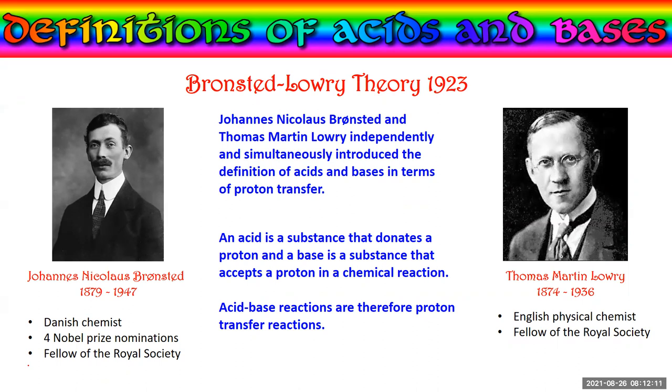So Johannes Nicolaus Bronsted, he was a Danish chemist. He was nominated 4 times for a Nobel Prize. Unfortunately, no prize. He was a fellow of the Royal Society. The Royal Society is a group of very prominent scientists. You have to be pretty special to get yourself a membership of the Royal Society. Thomas Martin Lowry, he was an English chemist, and he was also a fellow of the Royal Society. No Nobel Prize nominations, though.